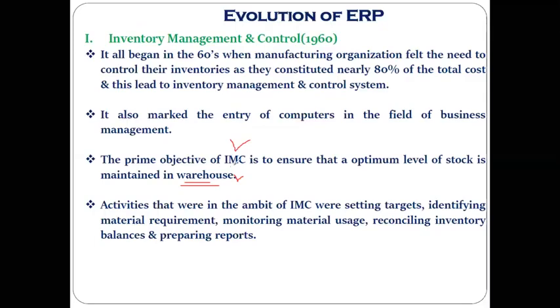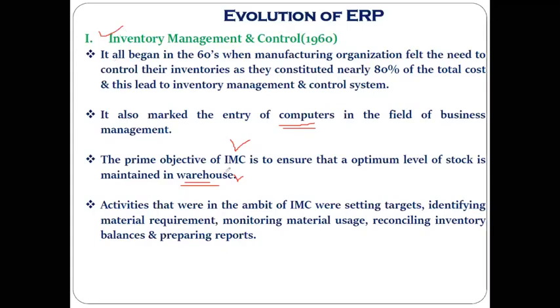Using this kind of inventory management and control, which companies started utilizing with the help of computers, their main aim is what? Utilizing this system, we should ensure that we can check whether the material is available in our company's godown or not, through that system.